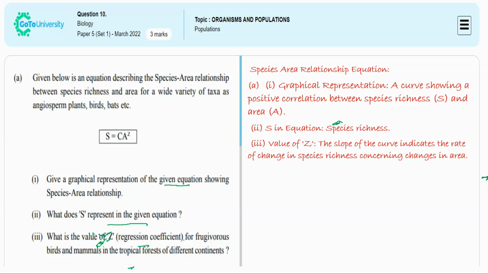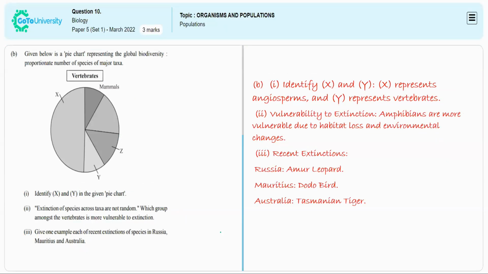So now we are entering the next question. This is a 3 mark question. Given below is a pie chart representing global biodiversity, the proportionate number of species of major taxa. See, this is a pie chart based diagram. In this pie chart question, they are asking to calculate the biodiversity. Here we need to apply our thoughts and we can find the answer very easily.